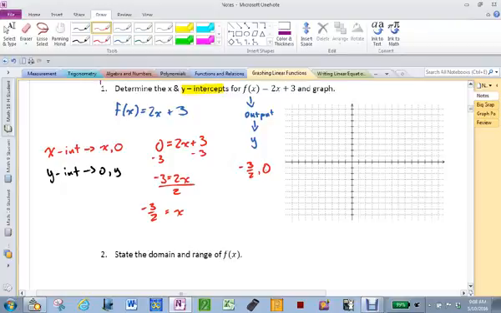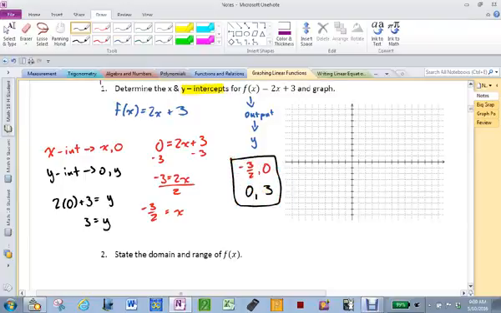Now, do I have an x value for my y-intercept? What is it? 0. What goes there? 0. So 2 times 0 plus 3 gets me my y-intercept, which is what? 3. So what is the point here? 0, 3. Now put that on the graph.